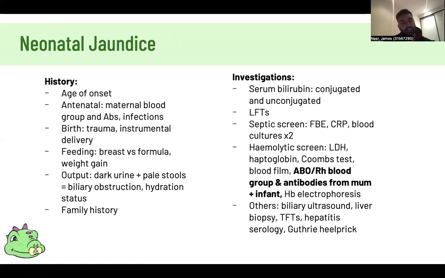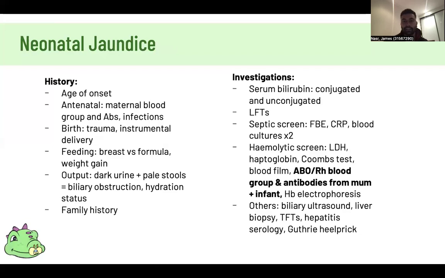Output can be important to ask about as well. Dark urine and pale stools is normally an indication of biliary obstruction, so that can hint towards atresia, and then getting a good history about their hydration status as well. And then, like any history, a family history and a past history is very important.